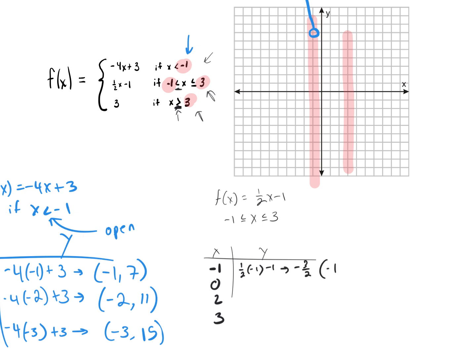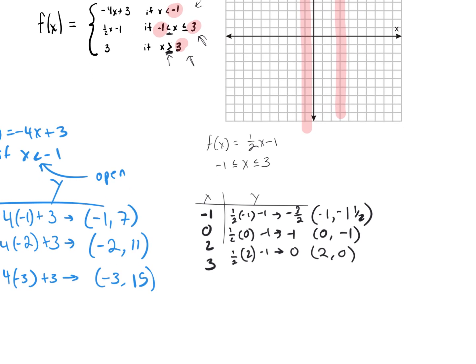So we get negative 1, negative 3 over 2, or negative 1 and a half. If we plug in 0, we're going to get negative 1, so 0, negative 1. If we plug in 2, we're going to get 0, so it's going to be 2, 0.